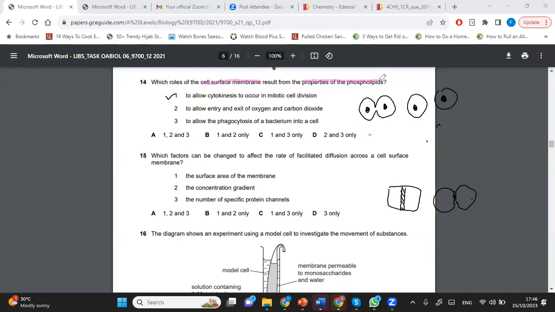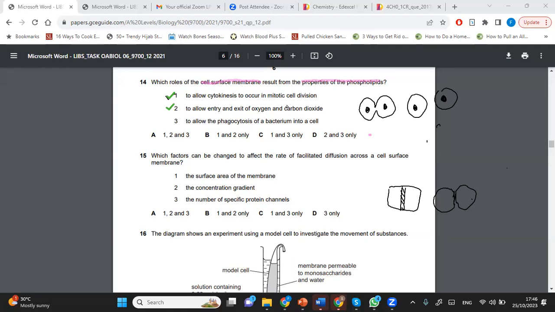Point number one is correct, which I'll let you know because you have not done cytokinesis, so I don't expect you to know about it. What about point two? Do the phospholipids, not just the cell membrane, allow entry and exit of oxygen and carbon dioxide? Yes or no? Yes, this is true. That is exactly what they do.